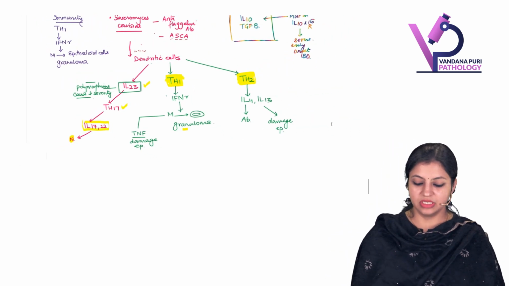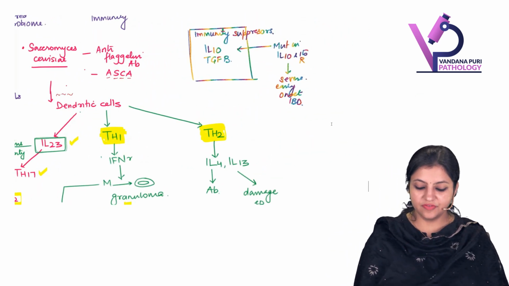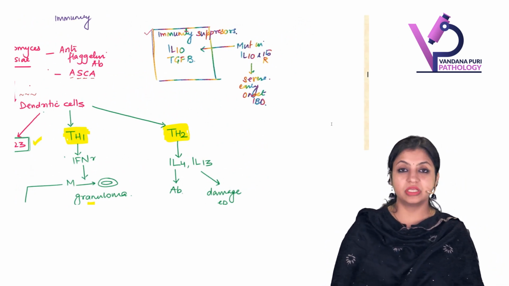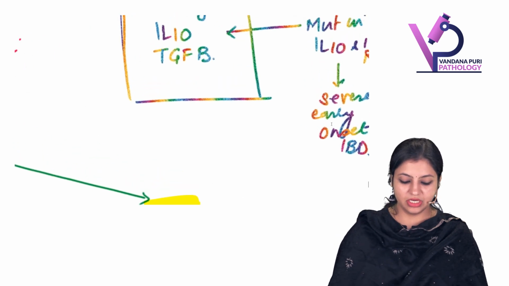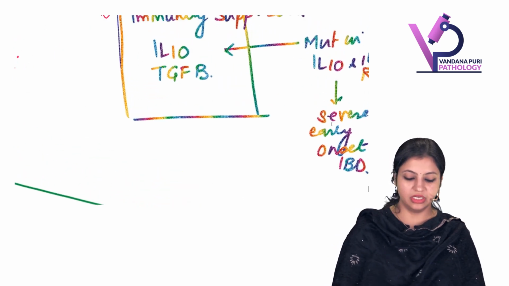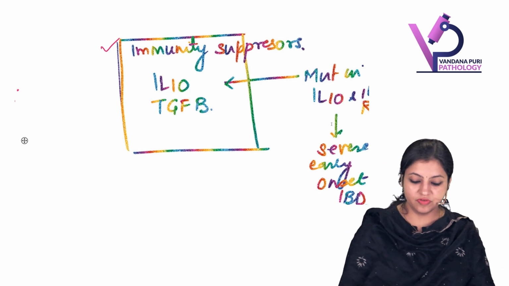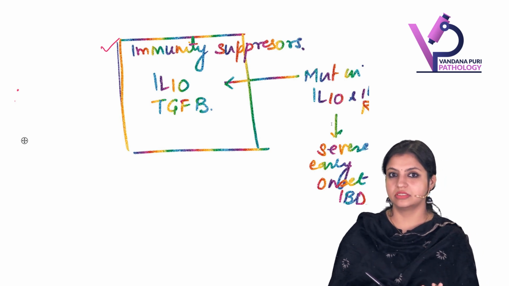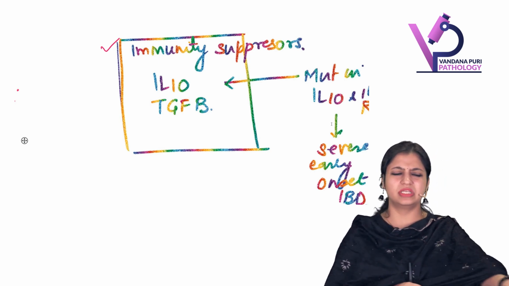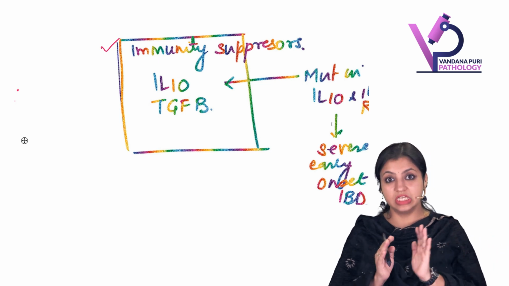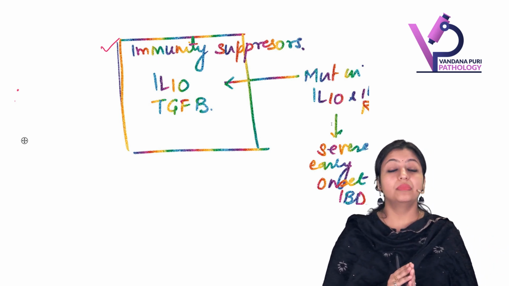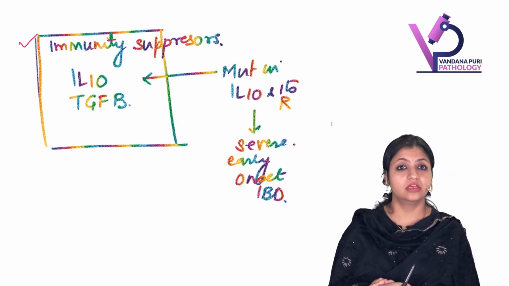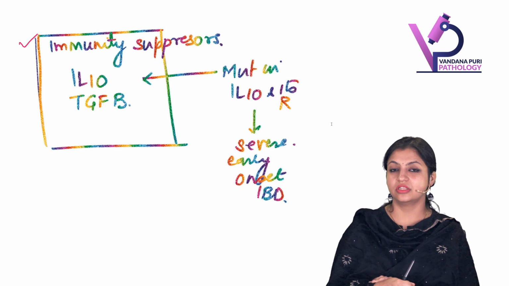That's first. Second, all of you know that we have immunity suppressor molecules. Which are the immunity suppressor molecules? It is interleukin-10 and TGF-beta. So remember always, interleukin-10 and TGF-beta are immunity suppressors. What does interleukin-10 say? Suppress the immunity. So it decreases the severity of the disease. But suppose interleukin-10 or interleukin-10 receptor gets mutated, then what will happen?